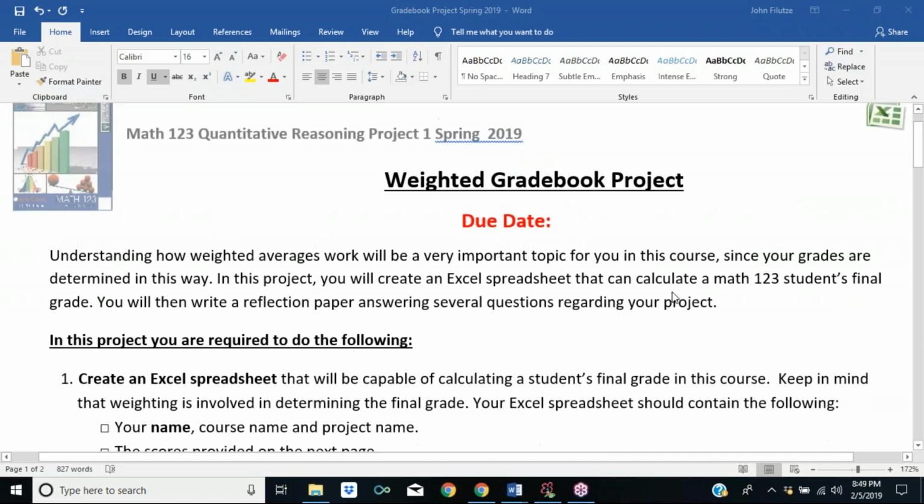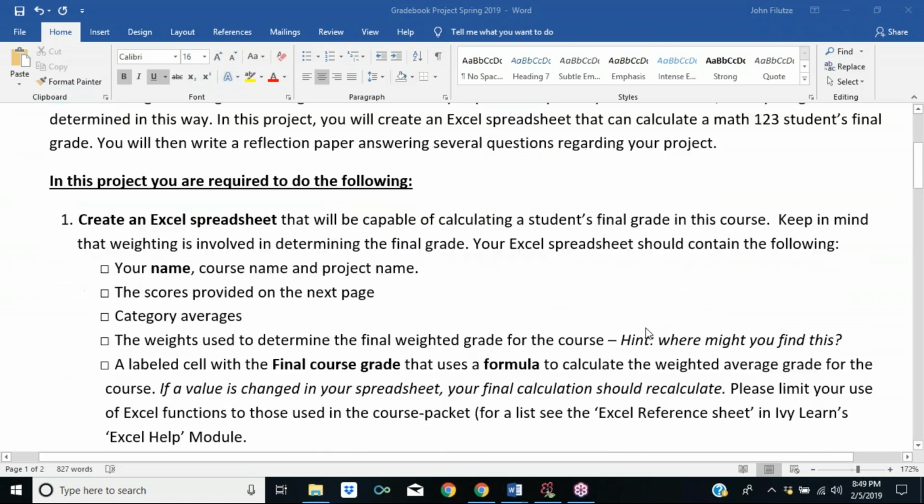So it says here in this project, we'll do the following. Create an Excel spreadsheet that will be capable of calculating a student's final grade in this course. Keep in mind that weighting is involved in determining the final grade. Your Excel spreadsheet should contain the following. And then there's a list of things it should contain.